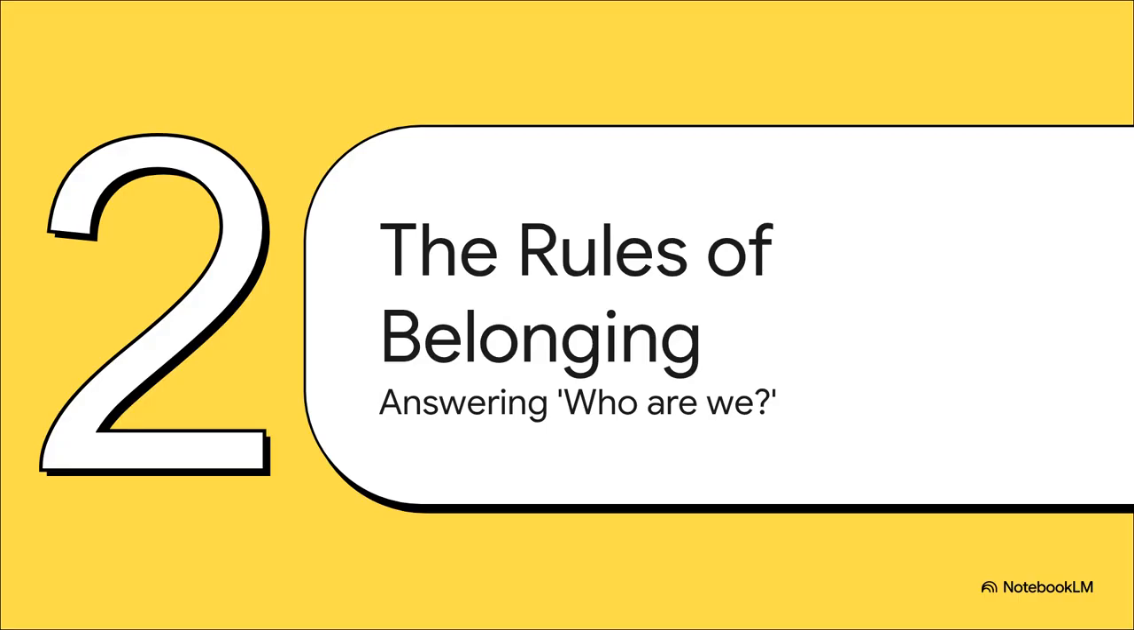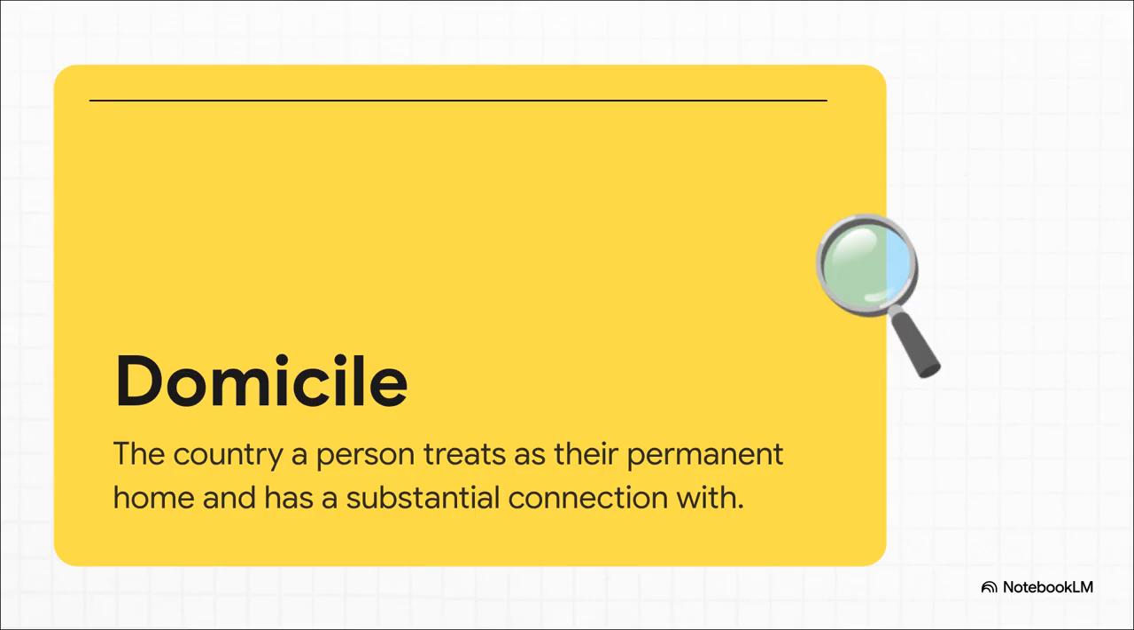Okay, so after defining the land, the Constitution had to define the people. And this question, who are we? This was way more complex, especially coming right after the partition of India. Now, before we get into the nitty-gritty of the rules, we need to understand one really key legal concept: domicile. This isn't just about where you live, it's the country you think of as your permanent home, the place you have a real substantial connection to. This idea is the absolute bedrock of the first rule of citizenship.